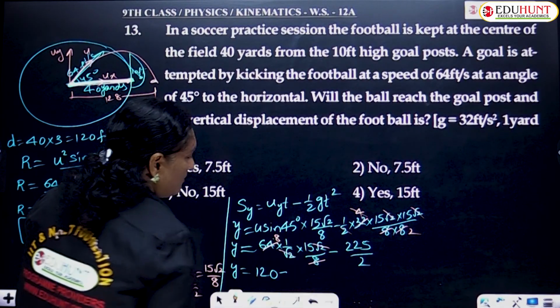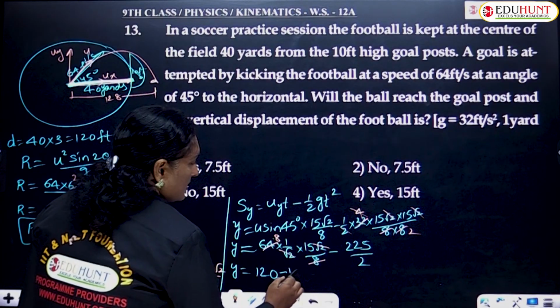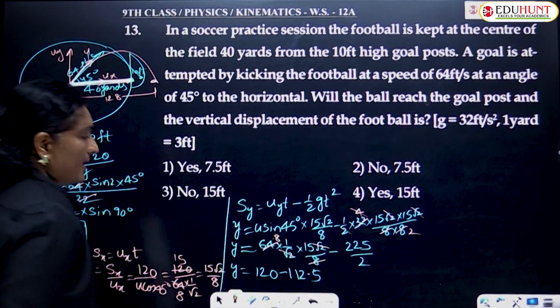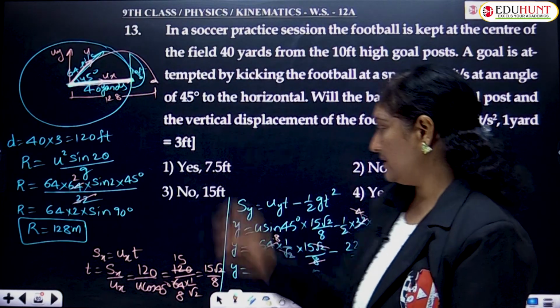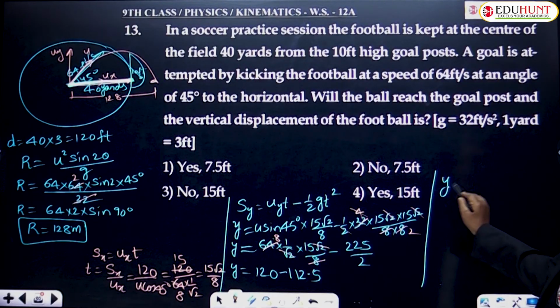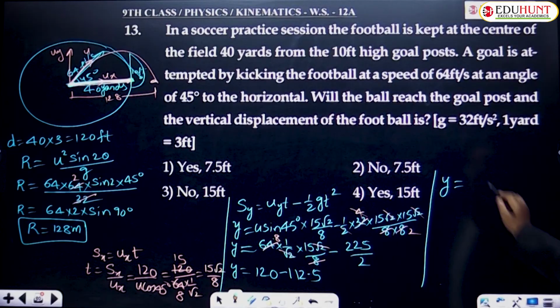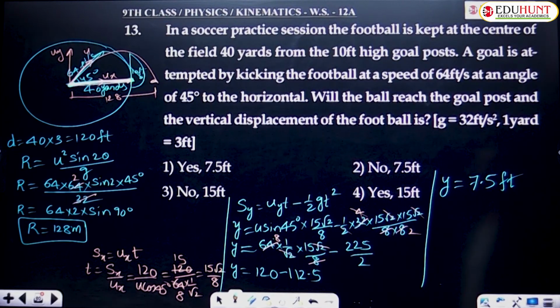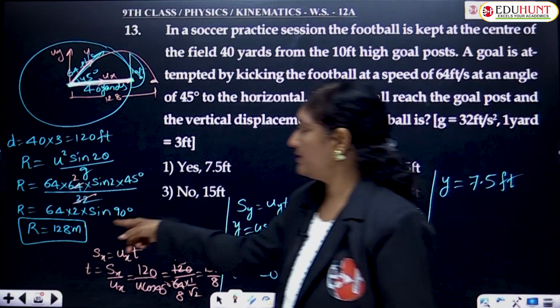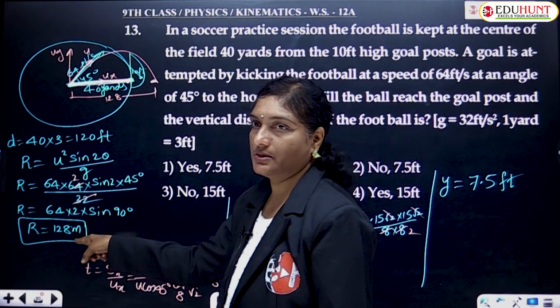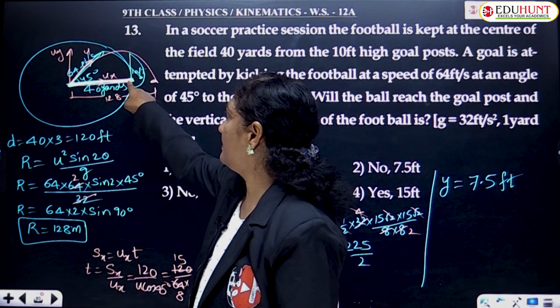Minus 225 by 2. 225 by 2 is nothing but 112.5. Hence the value of y, the vertical distance, is found to be 120 minus 112.5. Hence the vertical distance is found to be 7.5 feet.